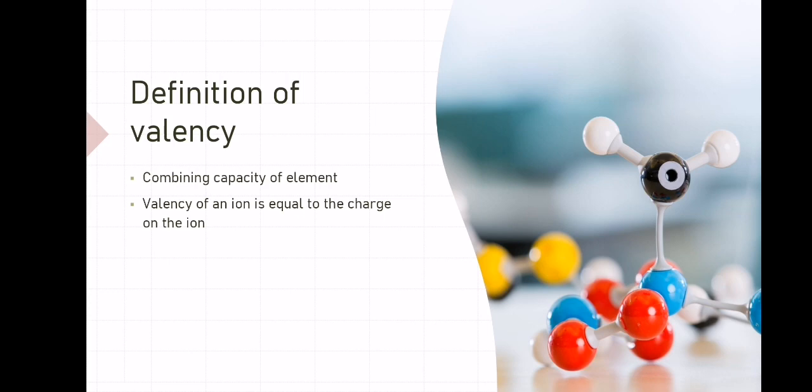The valency of an ion is usually equal to the charge on the ion. For instance, if I write the ion as H plus, this is actually called a proton. If I write the ion as H plus, it carries plus 1 charge. So the valency of this H plus is plus 1. Suppose if I write chlorine minus, then it means that it is carrying a negative charge and the valency of chlorine is also 1. So we write the charge as minus 1.